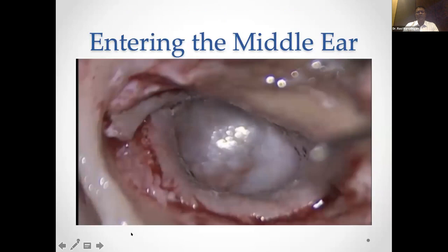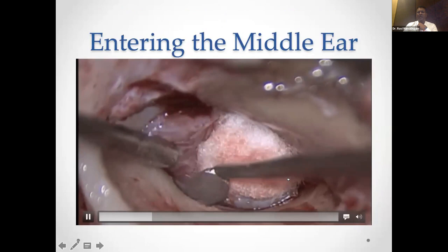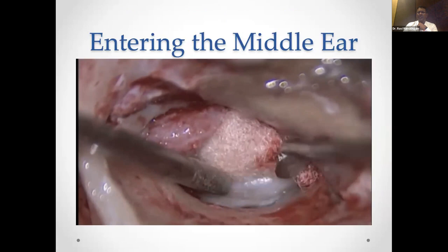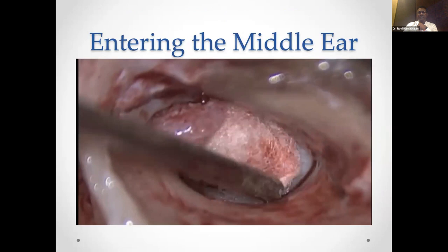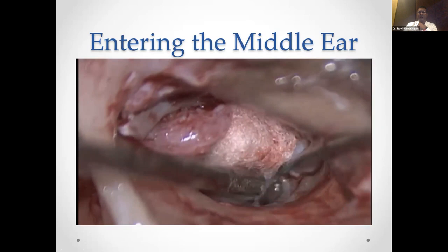Now you enter the middle ear. You'd like to enter the middle ear inferiorly because the angle between the posterior canal wall and the tympanic membrane is most acute at this level. I use a piece of cotton to help with the elevation. That is the level of the annulus. We are now entering the middle ear, although you can see the annulus clearly. Like I said, somewhere here would be the region to enter the middle ear. I enter the middle ear and you've got a clean middle ear cavity. The middle ear looks normal in this region.